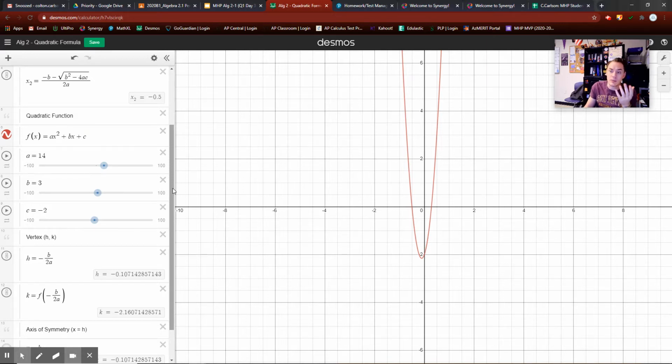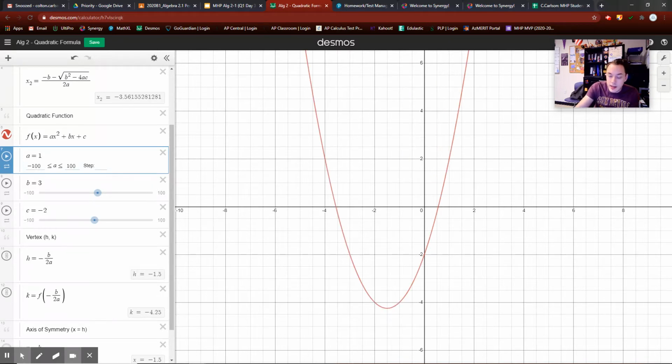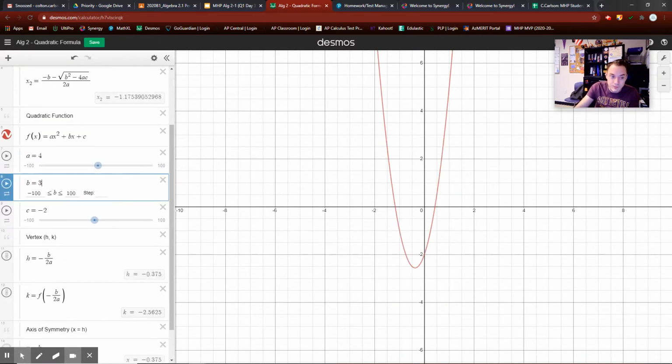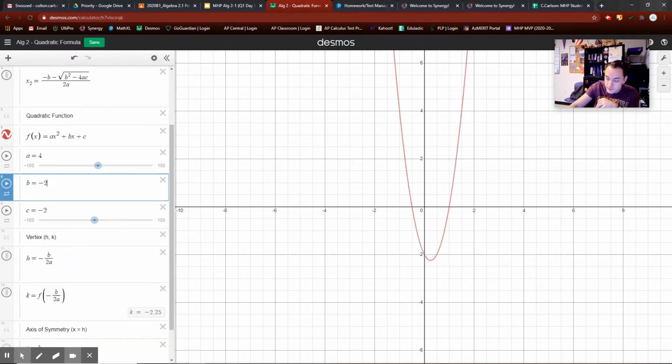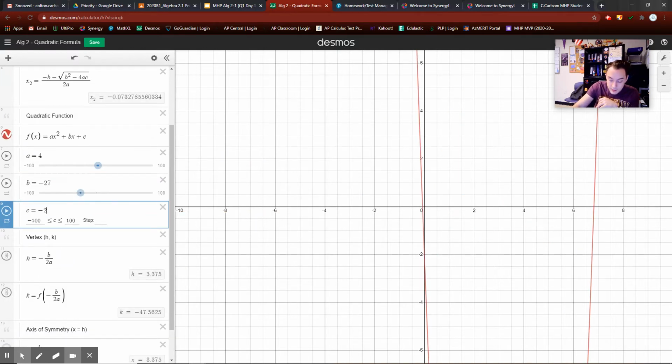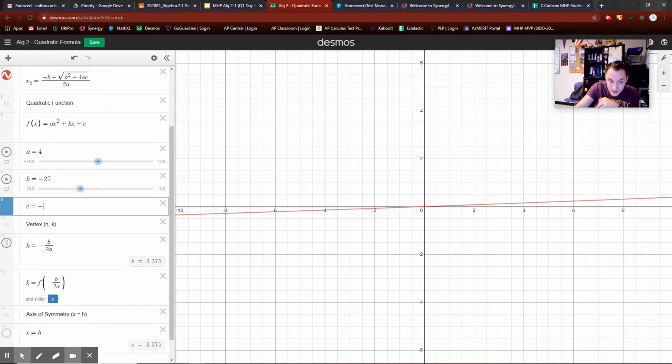Like a weird decimal, weird fraction. Okay, you will sometimes get radicals, just FYI. So you do need to know how to solve it by hand. So what do I do here? Well, my A was 4, and my B was negative 27, and then my C was negative 7.